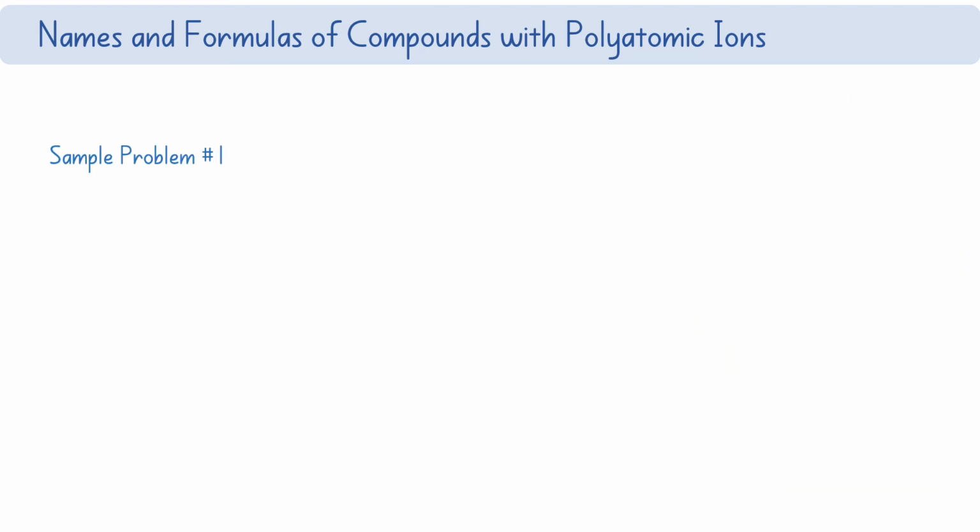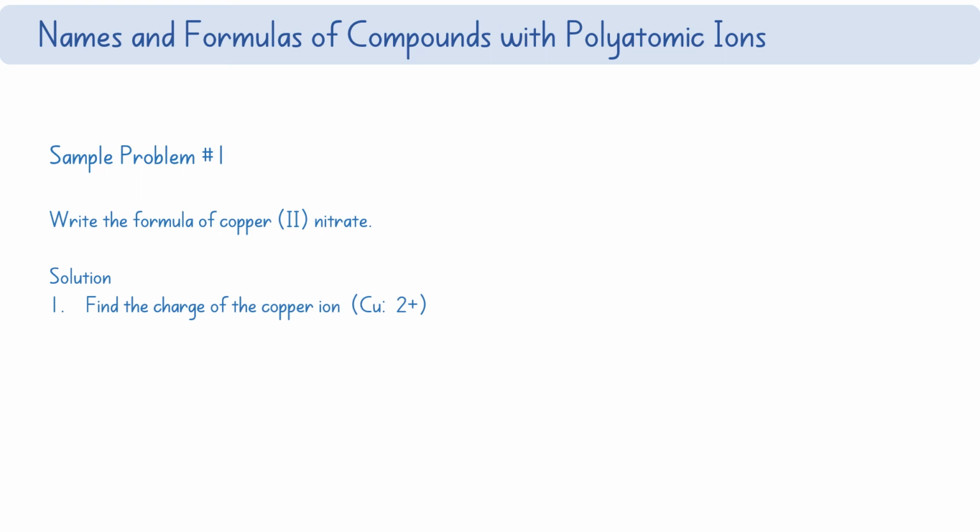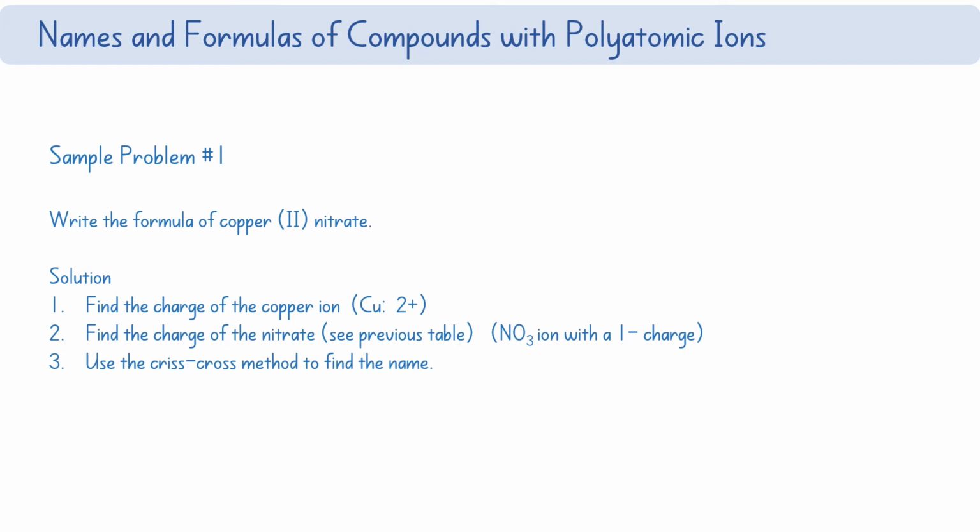Sample problem number 1. Write the formula of copper 2 nitrate. The solution? Find the charge of copper ion. The charge of copper is 2+. Find the charge of nitrate. See the previous table. NO3 ion with a 1- charge.